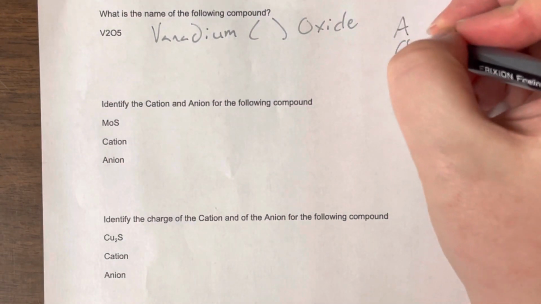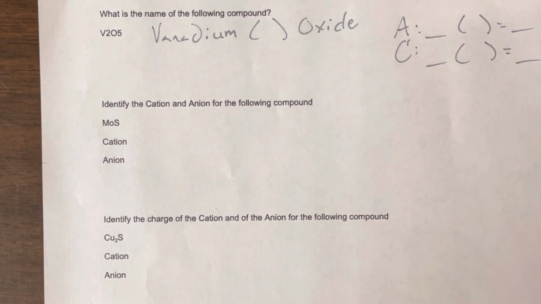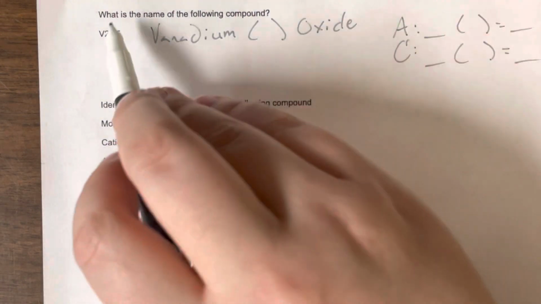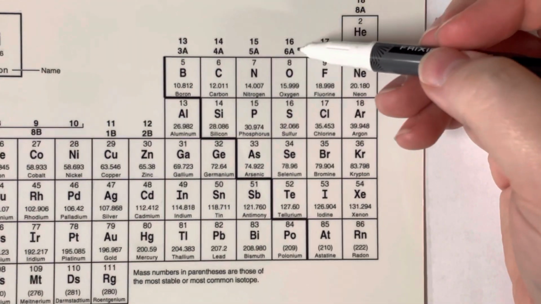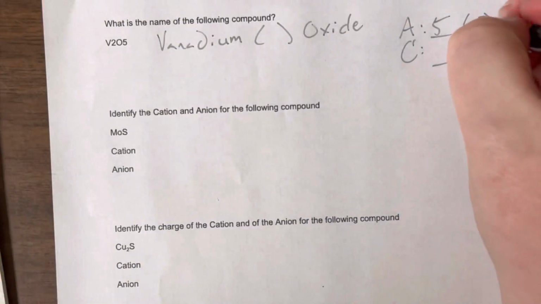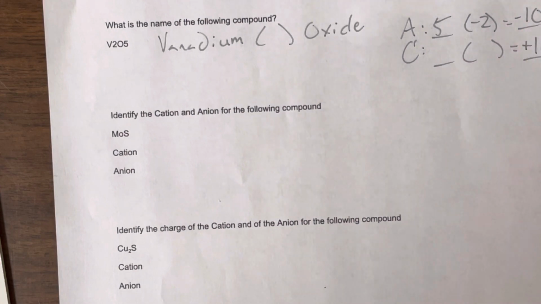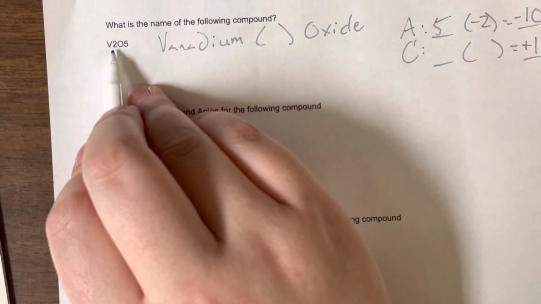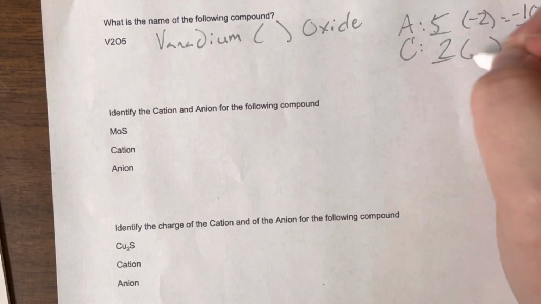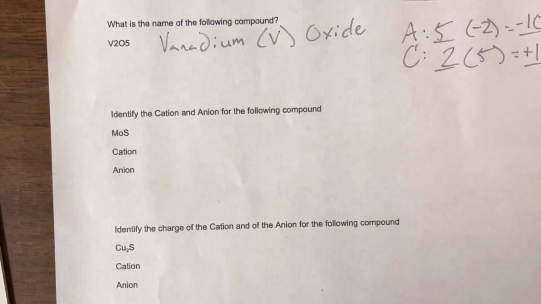And now I need to do my anion versus cation math to figure out what the oxidation state of vanadium is. My subscript for my anion, oxygen, is 5. Oxygen is in column 6, so that means it has 6 valence electrons. It has 6, but it wants 8, so it would steal 2. Stealing is bad, so the charge of -2. 5 times -2 is -10. Equal and opposite of -10 is +10. Vanadium subscript is 2. 2 times what is 10? 2 times 5 is 10. So this is vanadium(V) oxide.